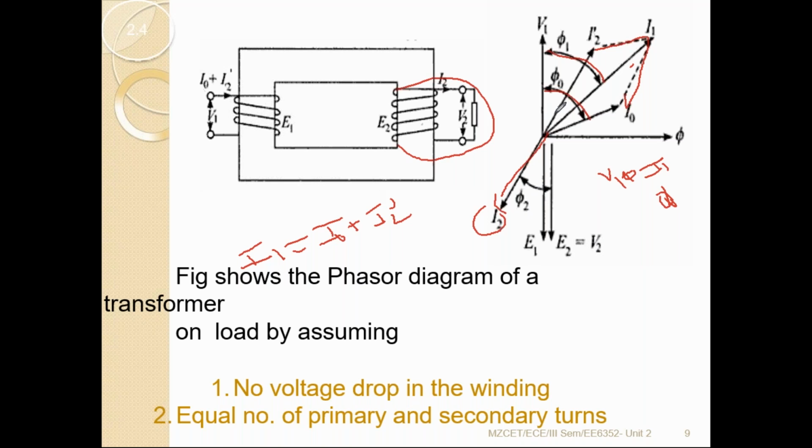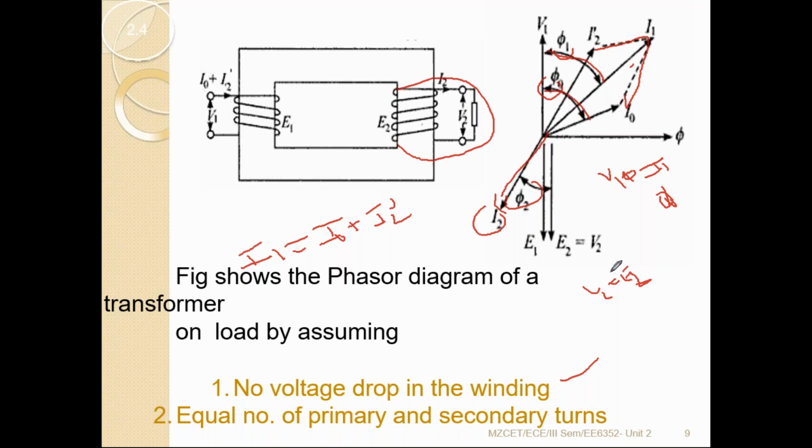So we have the three angles, that is no load angle, primary angle, secondary angle. Now this is the waveform we can represent. This is the phasor diagram we can obtain by some assumptions. What are the assumptions? There is no voltage drop in the winding. Okay? So when there is no voltage drop, V2 equals E2.